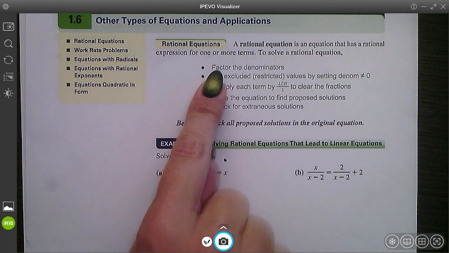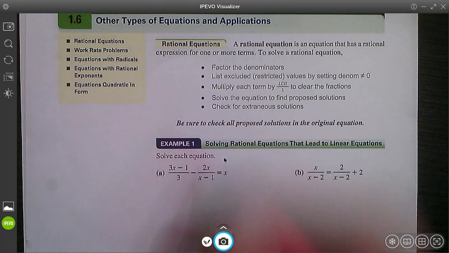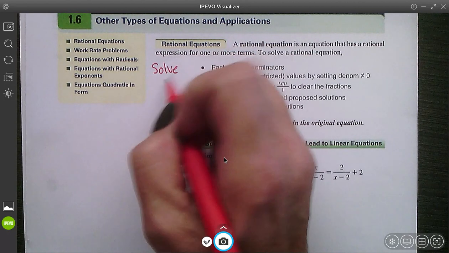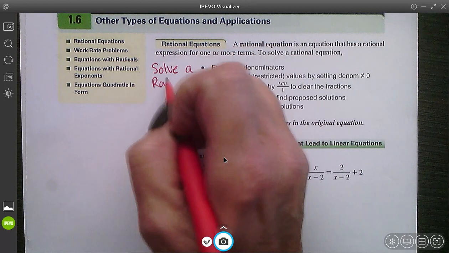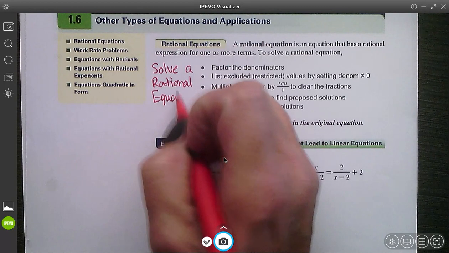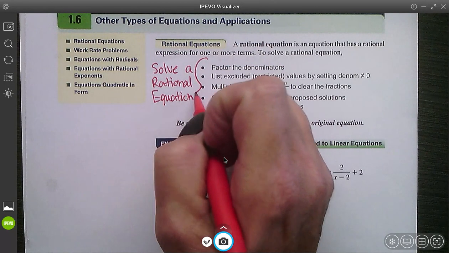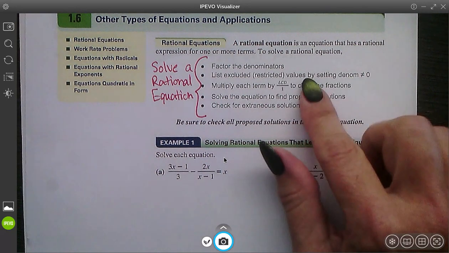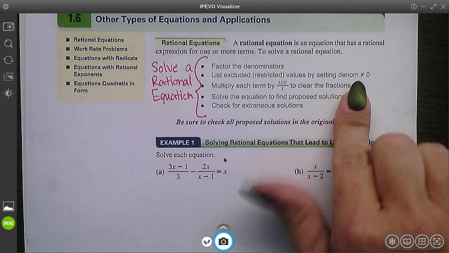So here are going to be our steps. I'm going to write "solve a rational equation." These are going to be steps, so they stand out later. First thing we're going to do is factor the denominators and then list any excluded values, which is sometimes also called a restricted value. We do that by setting the denominator not equal to 0.